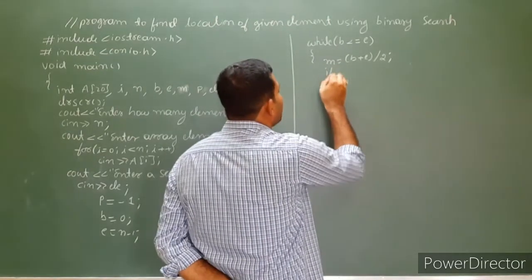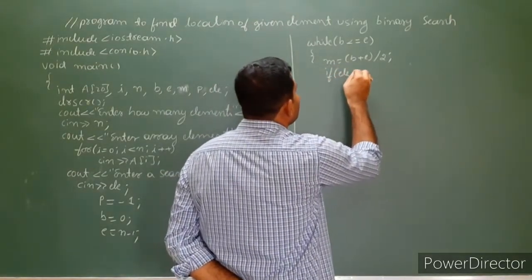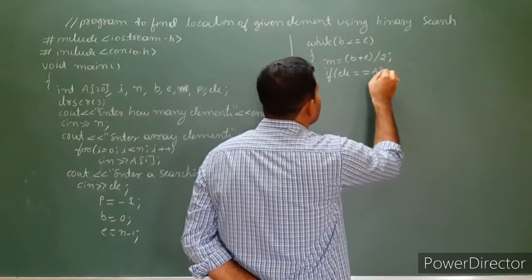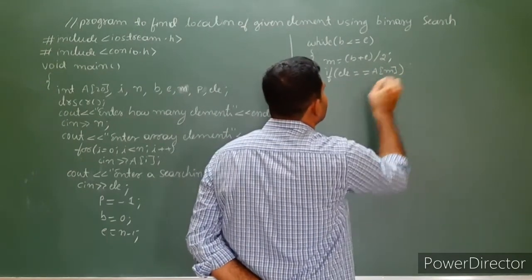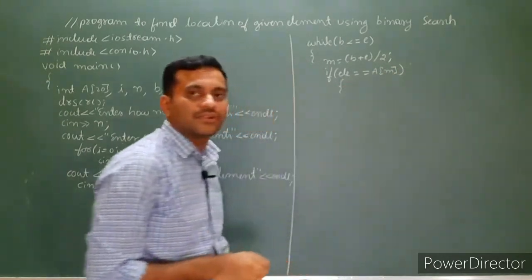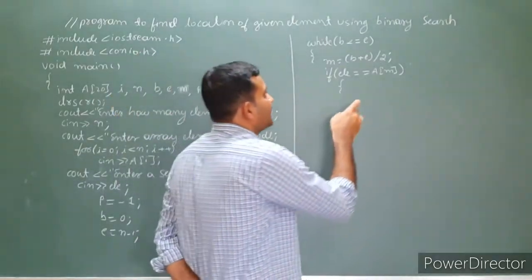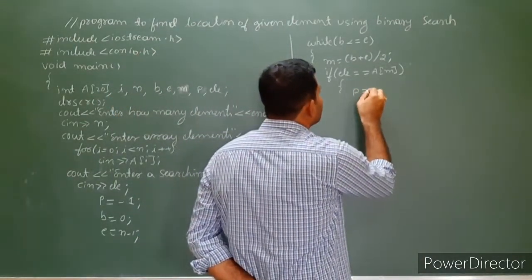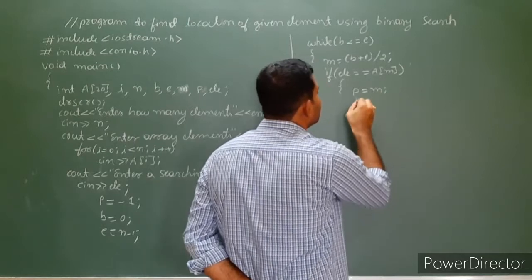After that, compare: if element is equal to a of middle value. If it is found, p equals m, break.